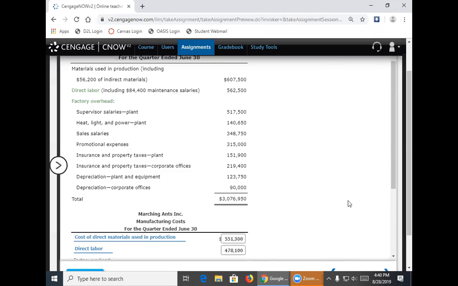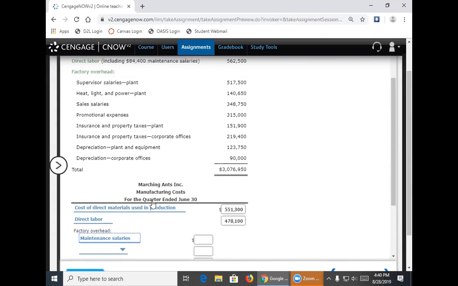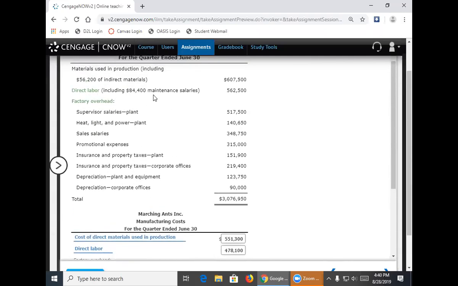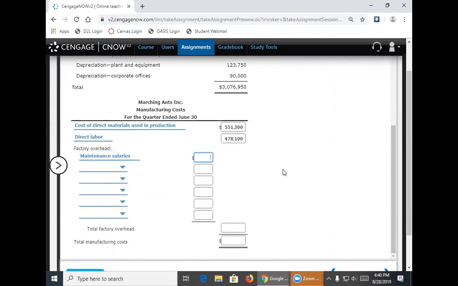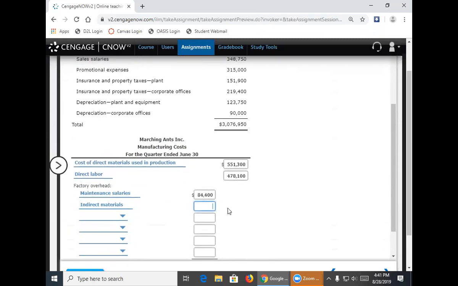So when we first start going through the factory overhead, well, we know we had the maintenance salaries that were indirect labor. So they told us maintenance salaries were the 84,400. So my first factory overhead I'm going to list as maintenance salaries of 84,400. And then we also have indirect materials. Indirect materials were the 56,200. So I know those two are factory overhead.